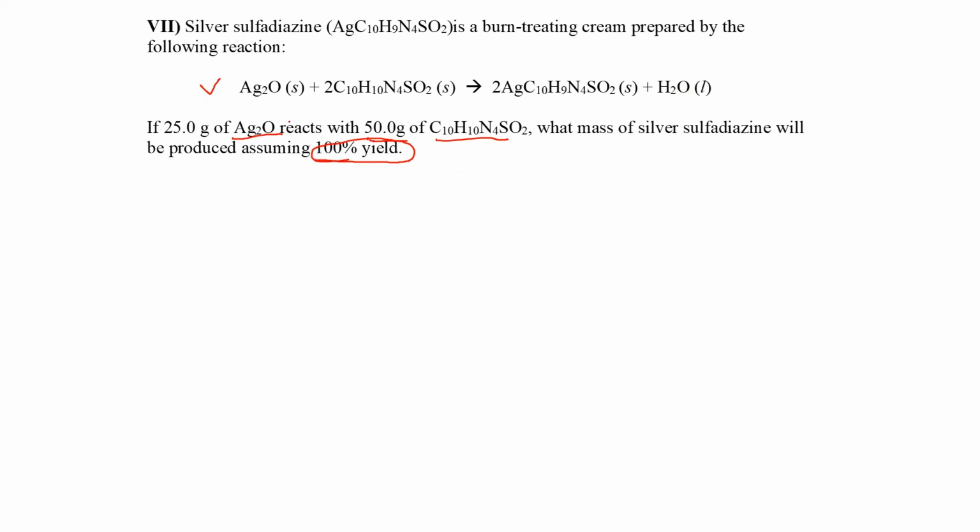So first check that the reaction is balanced. So 2 silver, 2 silver, we have 20 carbon, we have 20 carbon. We have how many oxygen here?